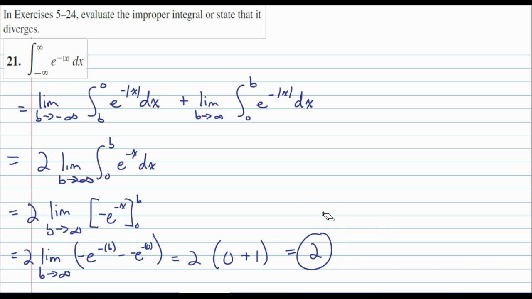So you can think of that as the area under the curve e to the negative absolute value of x from negative infinity to infinity is 2. Now because this is an even function, the area from 0 to infinity was 1, and the area from negative infinity to 0 was also 1.